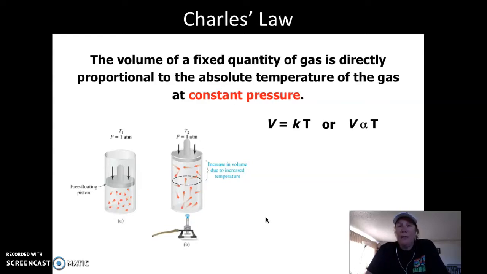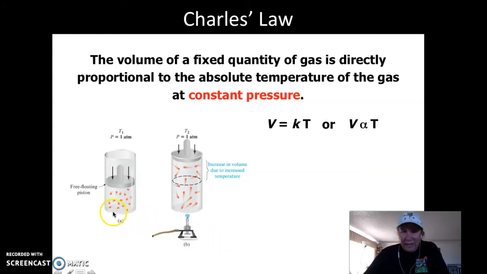Sorry. Anyway, the volume of a fixed quantity of gas is directly proportional to the absolute temperature of the gas at constant pressure. So now we're not dealing with the pressure. Okay, that's going to stay the same. What we're changing is the volume and the temperature. And these two are directly proportional. In other words, when one increases, the other one increases.